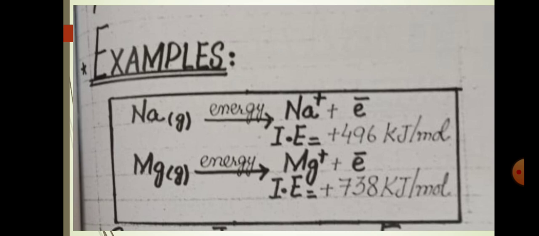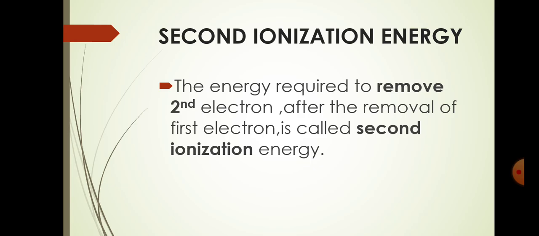In the case of sodium or magnesium, when the first electron is removed, it is the first ionization energy. Now we discuss the second ionization energy. The energy required to remove the second electron after the removal of the first electron is called the second ionization energy. When the first electron is already removed and now the second electron is removed, it is known as the second ionization energy.